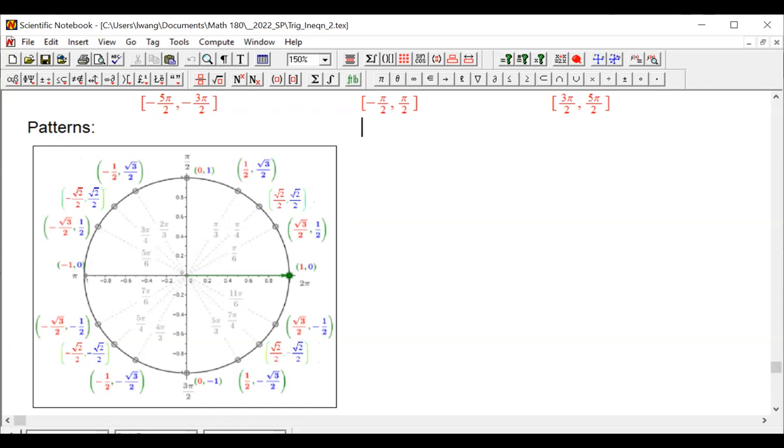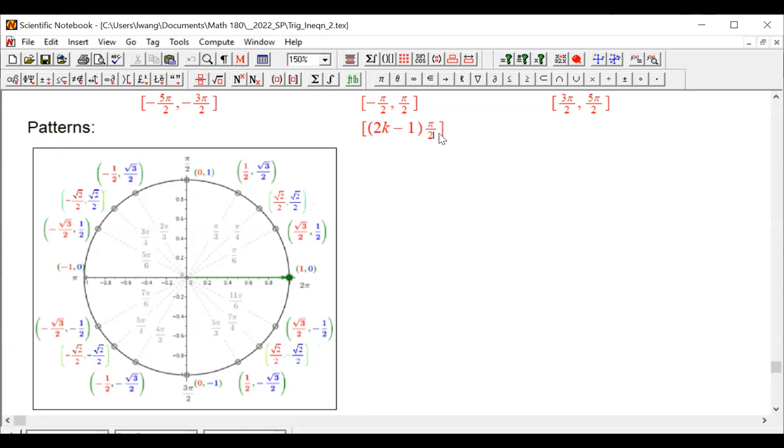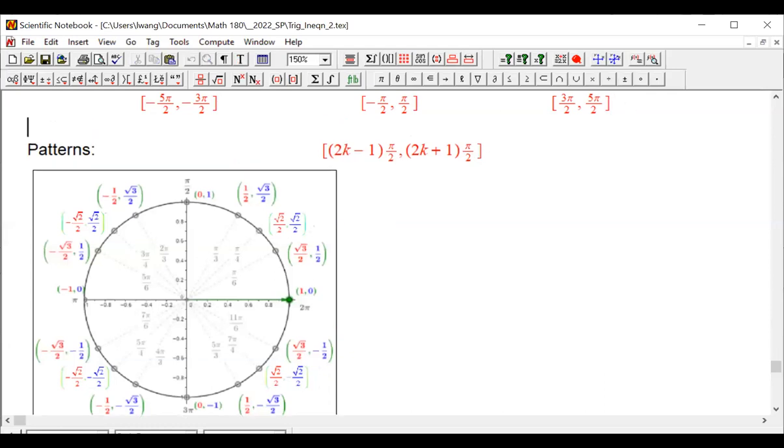I would use 2k minus 1 pi over 2, 2k plus 1 pi over 2. Okay, and the difference is a pi indeed. So now it certainly works in this case, right? If k equals 0. So in this case, k equals 0, that pattern works.